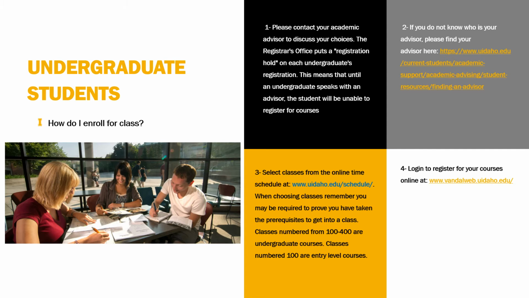You can select classes from the online time schedule on the U of I website. When choosing classes, remember you may be required to prove that you have taken the prerequisites to get into a class. Classes numbered from 100 to 400 are considered undergraduate courses. Classes numbered 100 are entry-level courses. After the registration hold has been lifted and you have met with your academic advisor, you may log in to VandalWeb to register for your courses online.